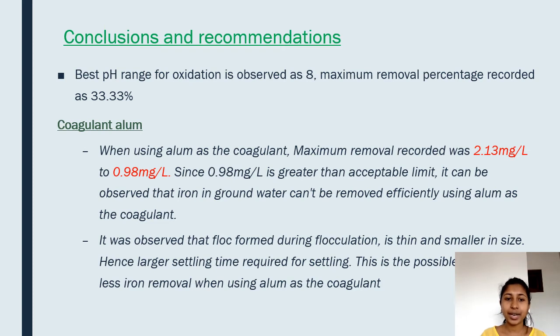Since 0.98 milligrams per liter is larger than the acceptable limit, it can be observed that iron in groundwater can't be removed efficiently using alum as the coagulant. It was observed that the flock formed during the flocculation is thin and smaller in size. Hence, a large settling time is required for settling. This is the possible reason for less iron removal when using alum as the coagulant.